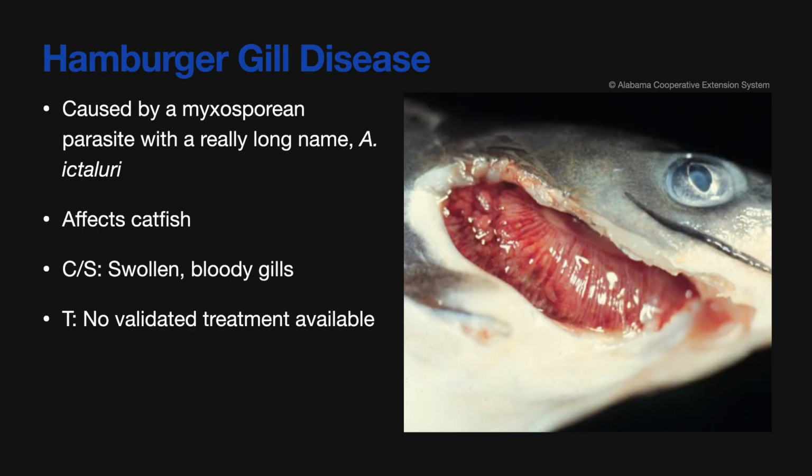Hamburger gill disease is caused by a myxosporian parasite with a really long name, so I will just refer to it as A. ictaluri. This pathogen affects catfish. The main clinical sign is hamburger gills or swollen and bloody gills. There is no validated treatment available for this pathogen.